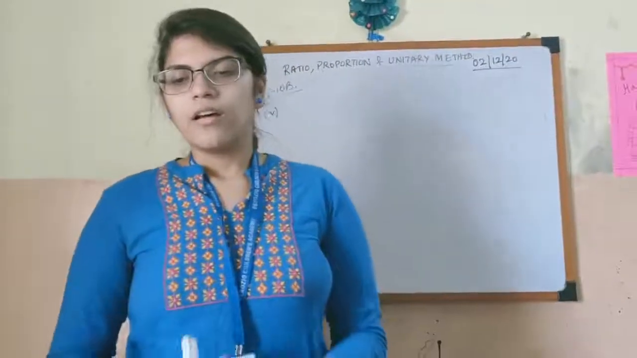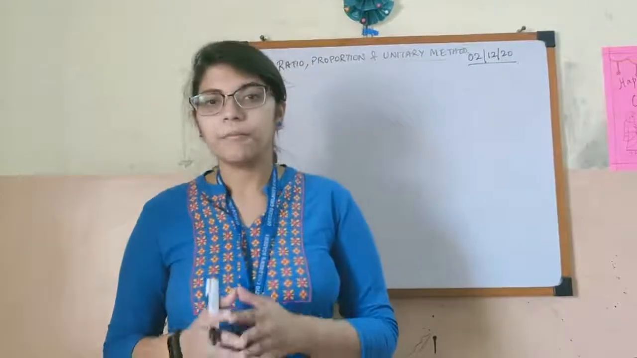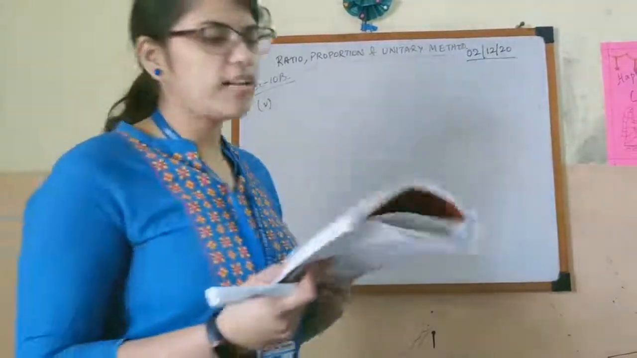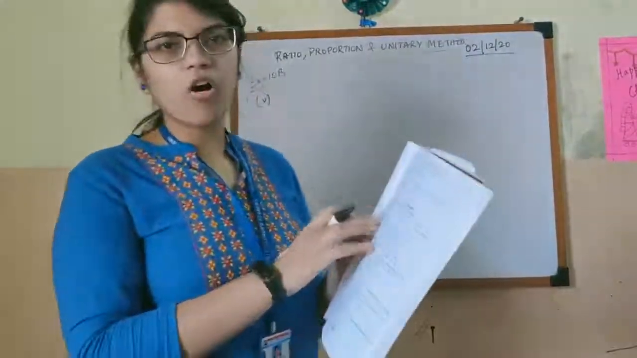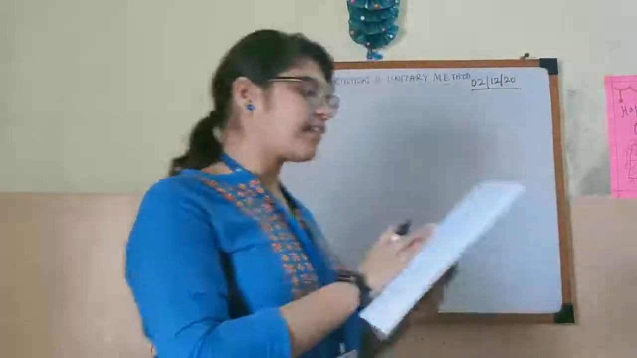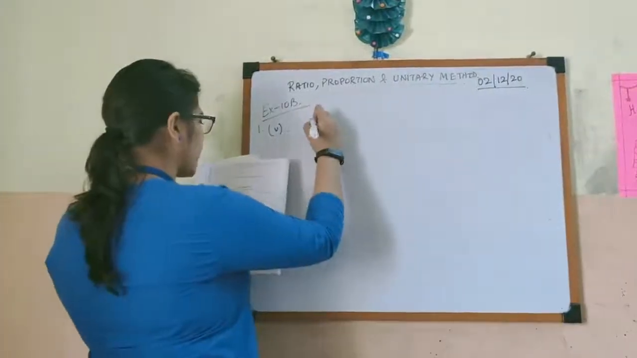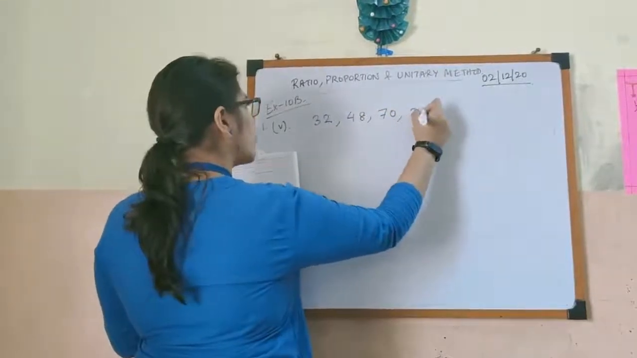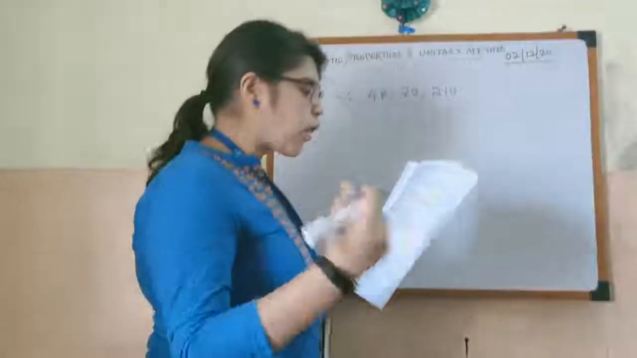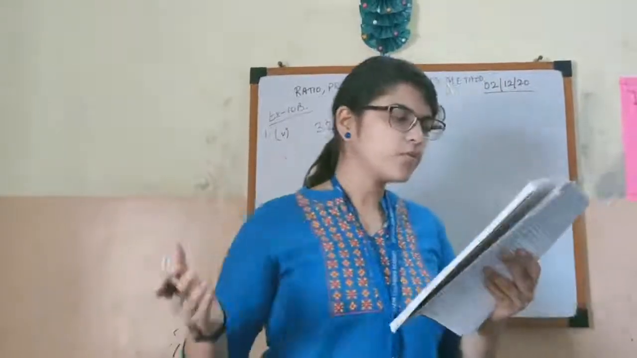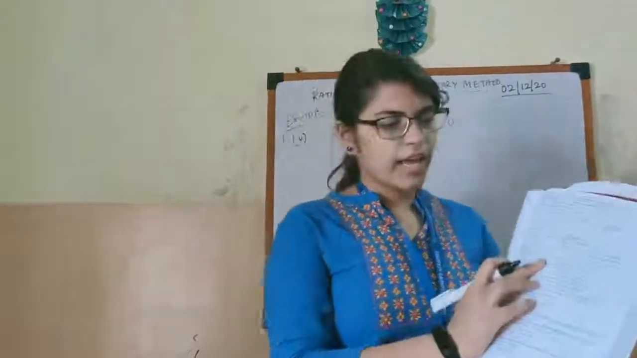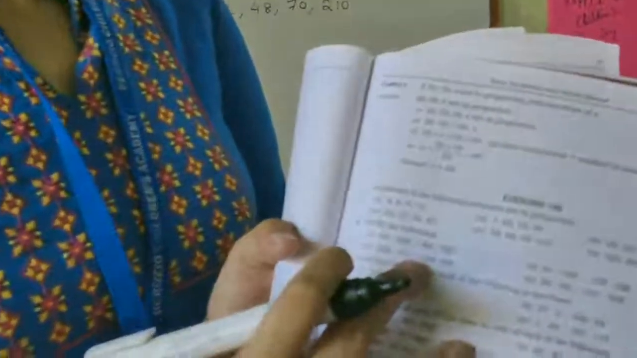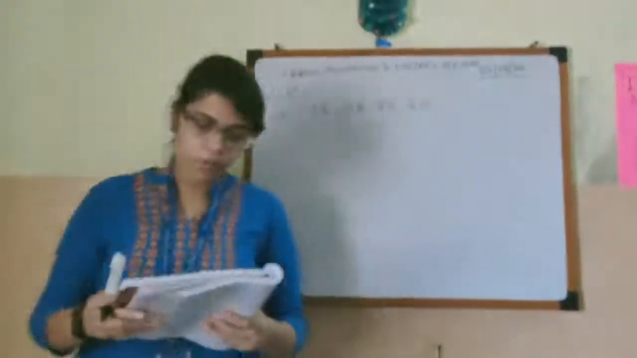Okay. Now let us move on to exercise 10B. So see, sum number 1 and sum number 2, they both are almost the same. Sum number 1 is given in comma form. Suppose I take sum number 1, number 5. It is given as 32, 48, 70, 210, in this comma form, and sum number 2 is given in proportionate form in this way. So in this case also you have to do the same thing. Okay, so let me explain sum number 1 first.